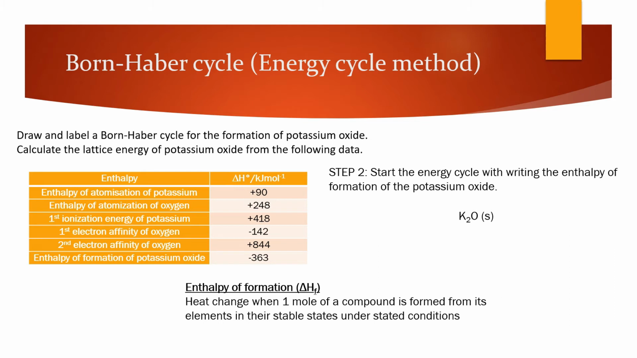What are the elements in potassium oxide? It will be potassium metal, which is also solid, and also oxygen. Oxygen in the most stable state is O2 gas. So this is our enthalpy of formation equation of potassium oxide. And don't forget, now we are constructing the energy cycle, so we need to put in the enthalpy change value.